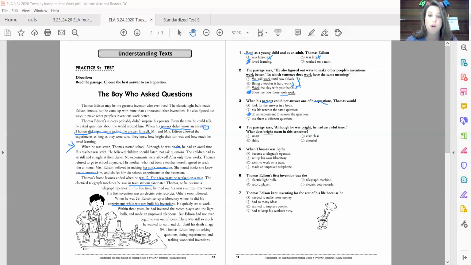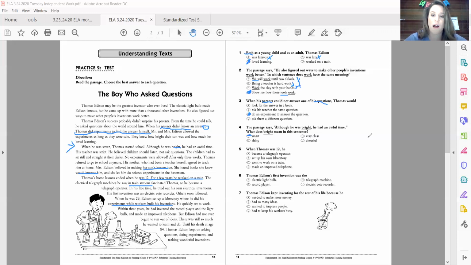So number 4, it asks you, what does bright mean in this sentence? And if you're talking about a person, it says, although he was bright. You're not talking about how colorful they are. You're definitely talking about how smart they are. So that one would be F, smart. All right.